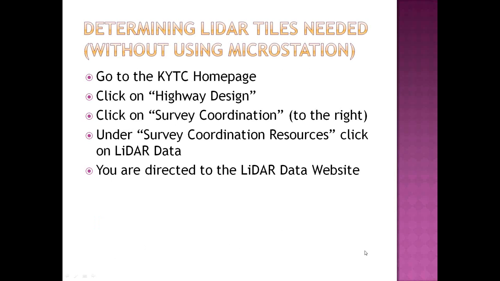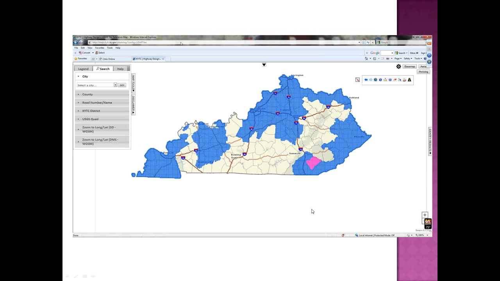Besides using MicroStation to pull in LiDAR data, there is a way that we can access a website through the KYTC homepage to obtain at least the tile information that we would need for a project area. You'll go to the KYTC homepage, click on Highway Design, Survey Coordination, and then Survey Coordination Resources, and then click on LiDAR data, and then that'll take you to the website. This is the screen that'll pull up, and I'll walk through it real quick.